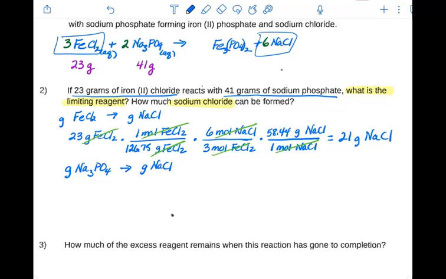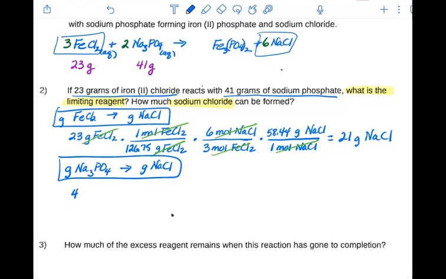Okay, so now we're going to repeat this same process, but I am going to use the grams of sodium phosphate to grams of sodium chloride. So now I'm going to just start over. 41 grams of Na3PO4. Again, I'm going to change it using molar mass. We'll need to go back in and calculate that molar mass. Again, then we're going to use our mole ratio.